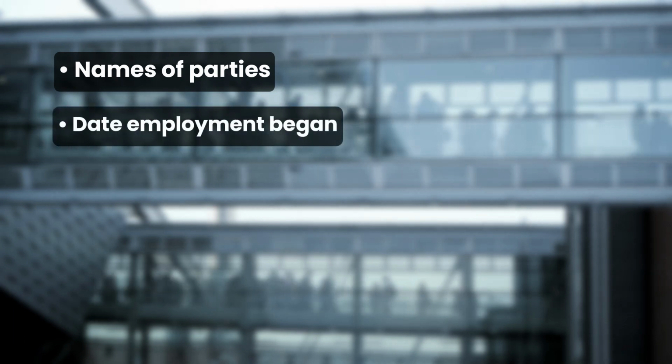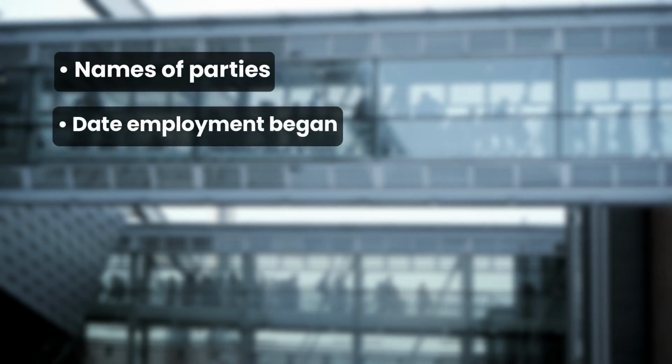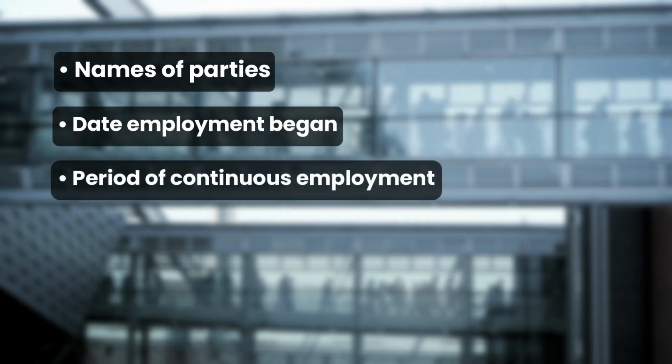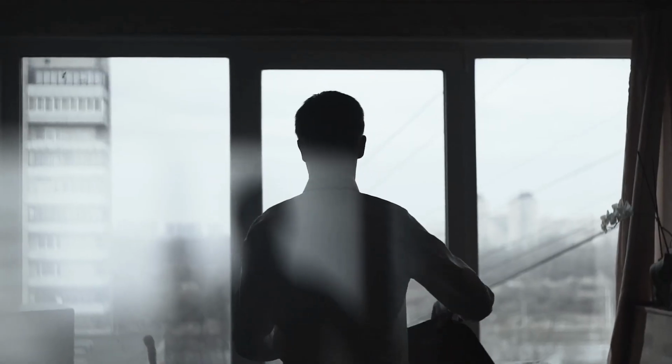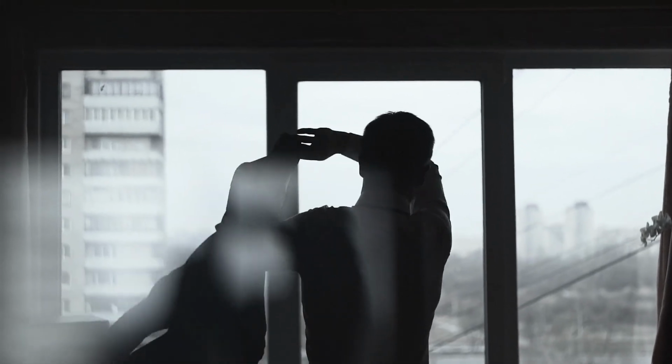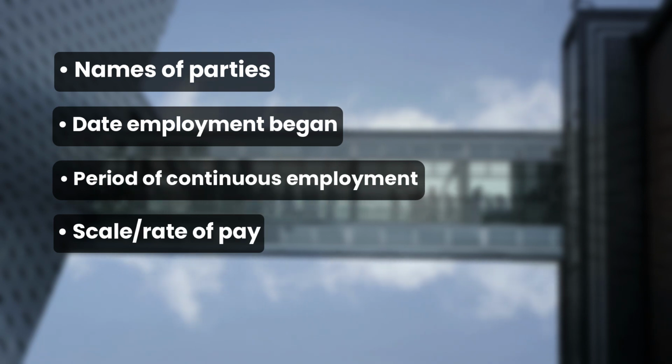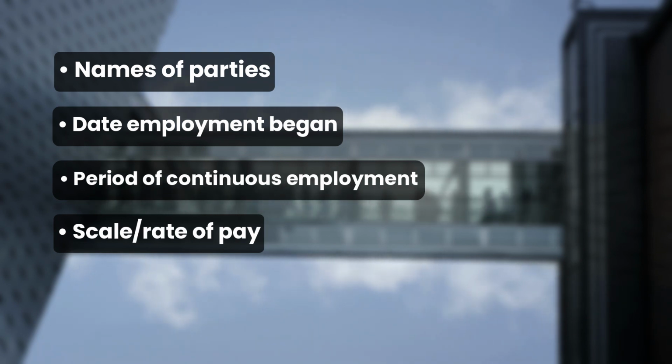is set out. The information it has to contain is as follows: the names of the employer and the employee or worker, the date when the employment began, with respect to an employee only, the date when their period of continuous employment began, taking into account any employment with a previous employer which counts towards that period. That normally only factors in large group companies or public sector organisations. The scale or rate of pay, or the method of calculating pay, how often payment will be made, whether it's weekly, monthly, or some other interval.